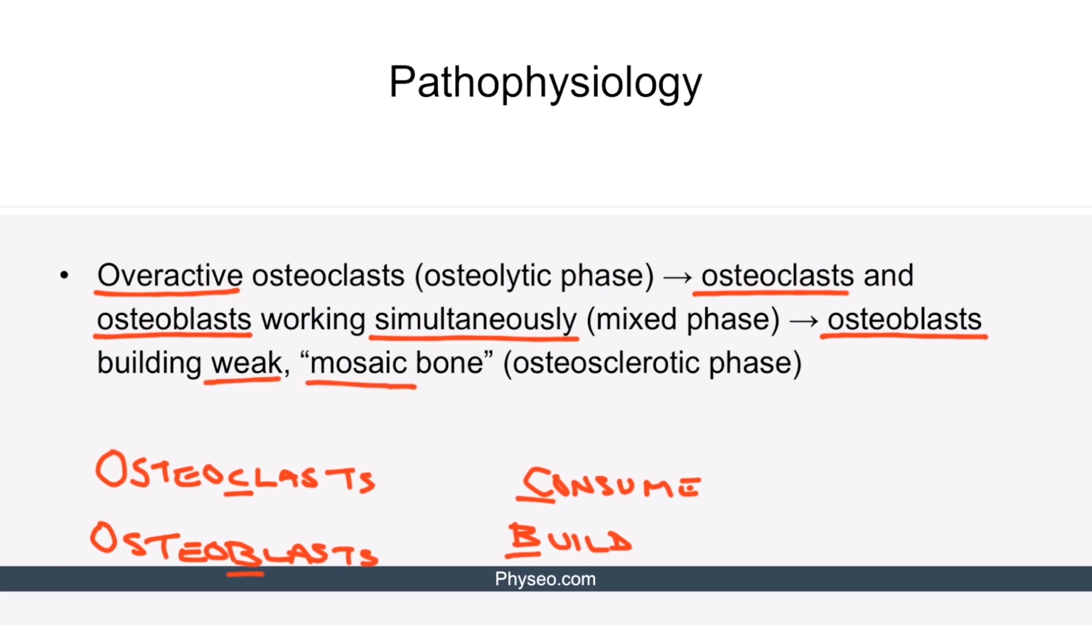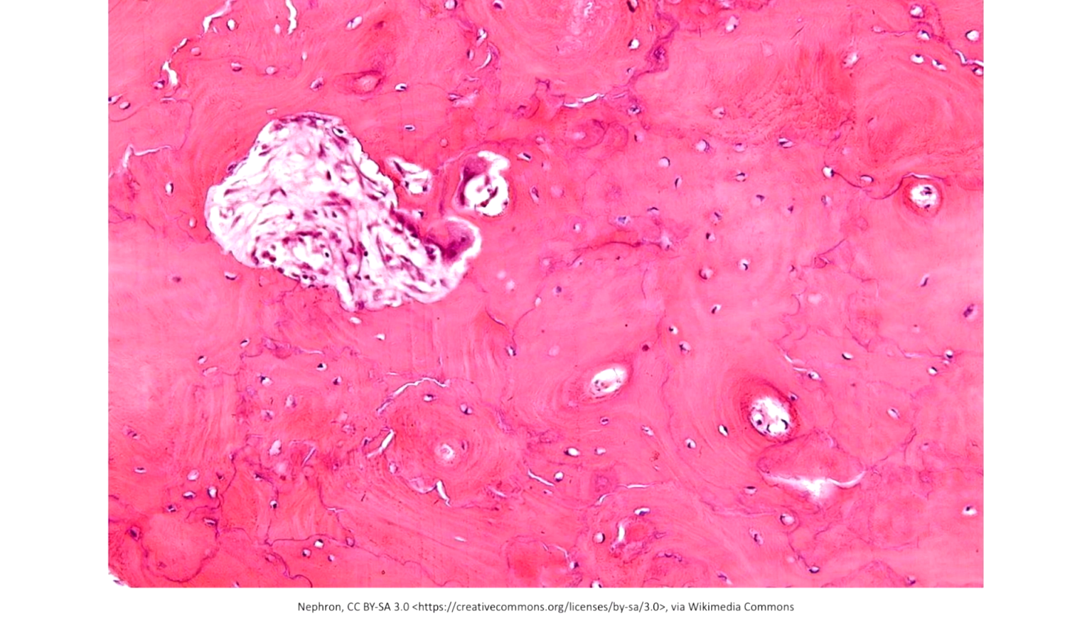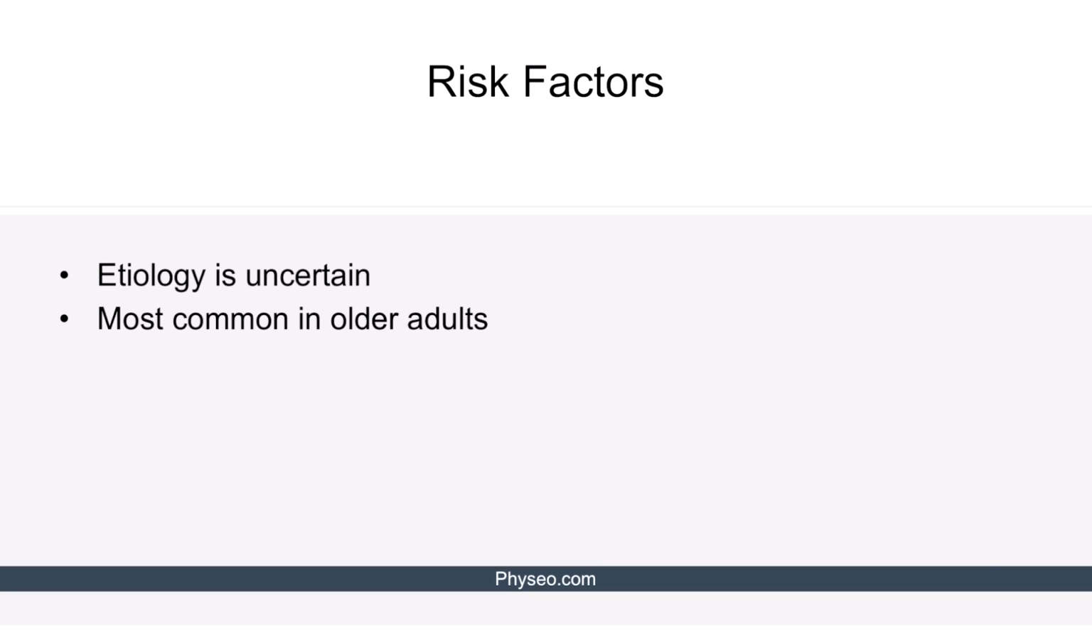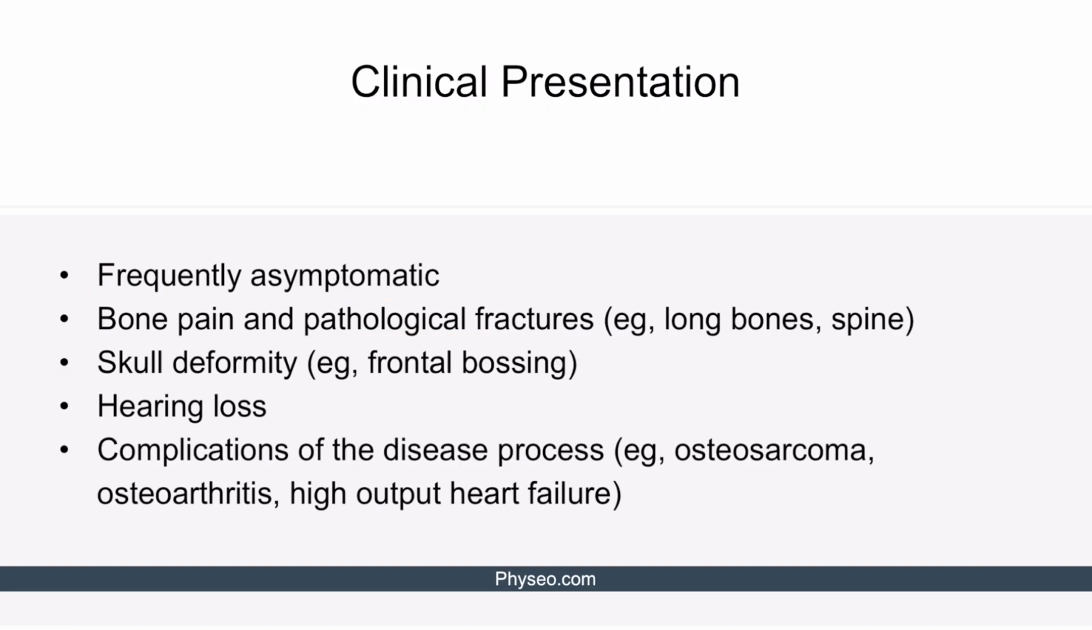So let's take a look at this on a pathological slide. Here we see a pathology slide of a patient with Paget's disease of the bone. And this image does a pretty good job of illustrating the mosaic or jigsaw puzzle appearance that the bone ends up having in these patients. It's difficult to determine the exact risk factors for this disease, because the etiology is uncertain. We do know, however, that this is most commonly seen in adults older than 55, and it's actually a highly prevalent disease process. Clinically, these patients are frequently asymptomatic, and a diagnosis is actually only made on routine labs.